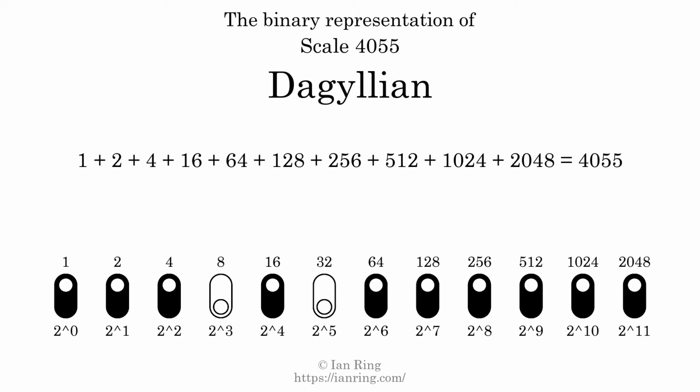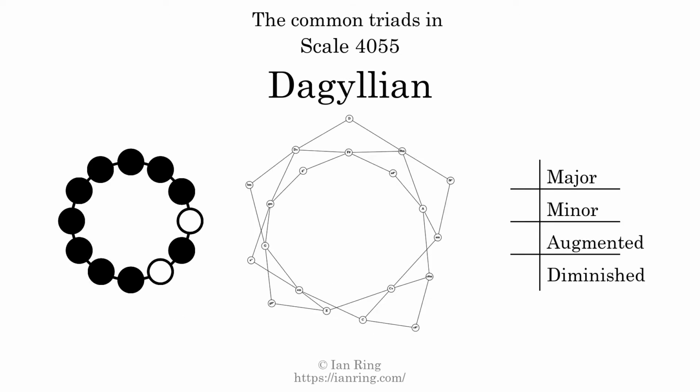The scale number not only enumerates the scale with a unique index, but it also literally describes the tonal content of the scale. Represented as a binary number in base 2, the scale number is 111110101111. Here are the common triads present in this scale.